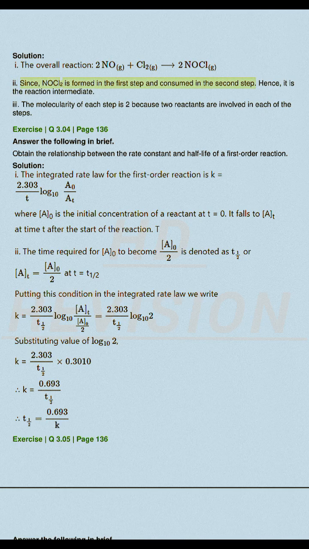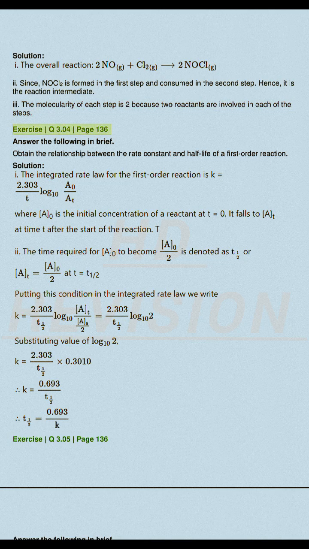Solution. I. Since NO2Cl is formed in the first step and consumed in the second step, hence, it is the reaction intermediate. II. The molecularity of each step is 2 because 2 reactants are involved in each of the steps.